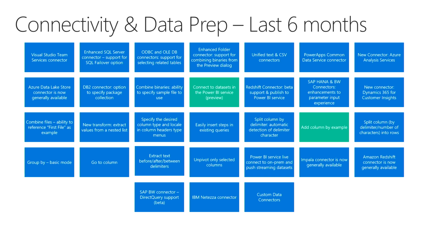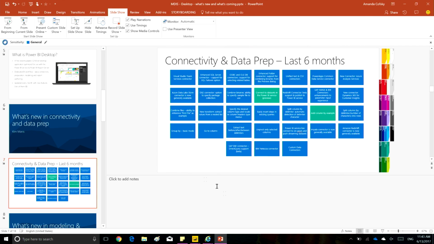At Build, we announced that you can build your own connectors. So that's a new area that we've launched. And Miguel has a whole session on connectivity and data prep in Power BI Desktop. So if you haven't seen that, you can watch that one online. But that's really going to go in depth in that area. But there were two features I wanted to highlight today, two that really changed the workflow in Power BI Desktop. And they are connecting to data sets in the service and add column by example. So I'm just going to jump into demos and show you how those work.